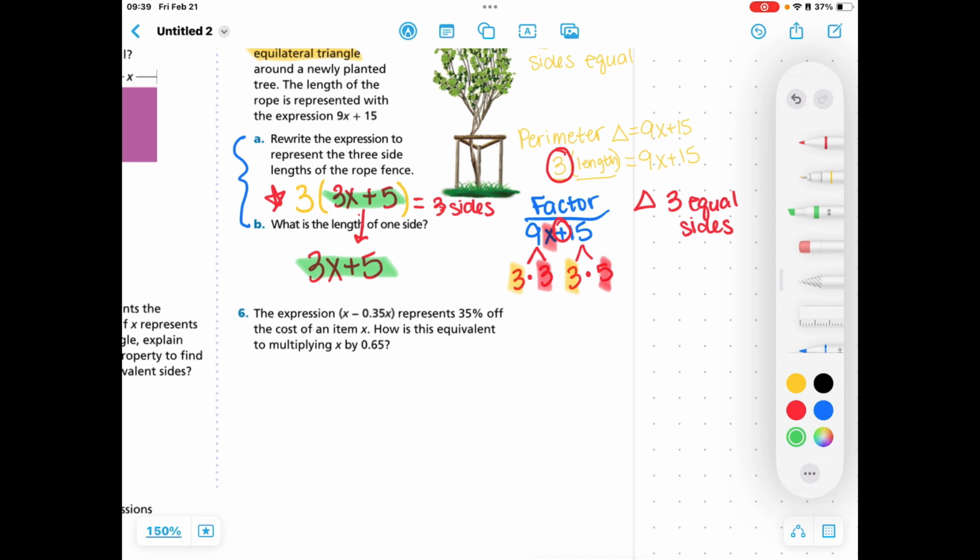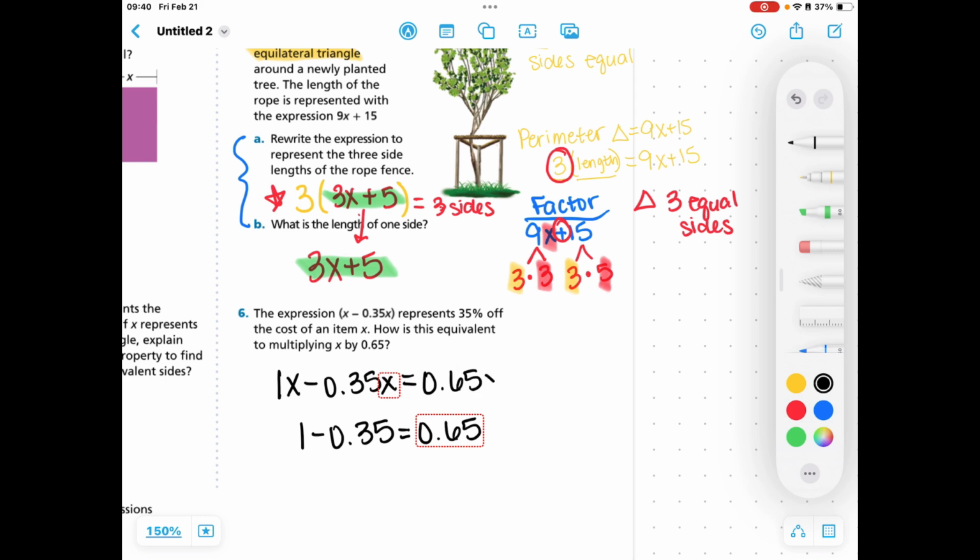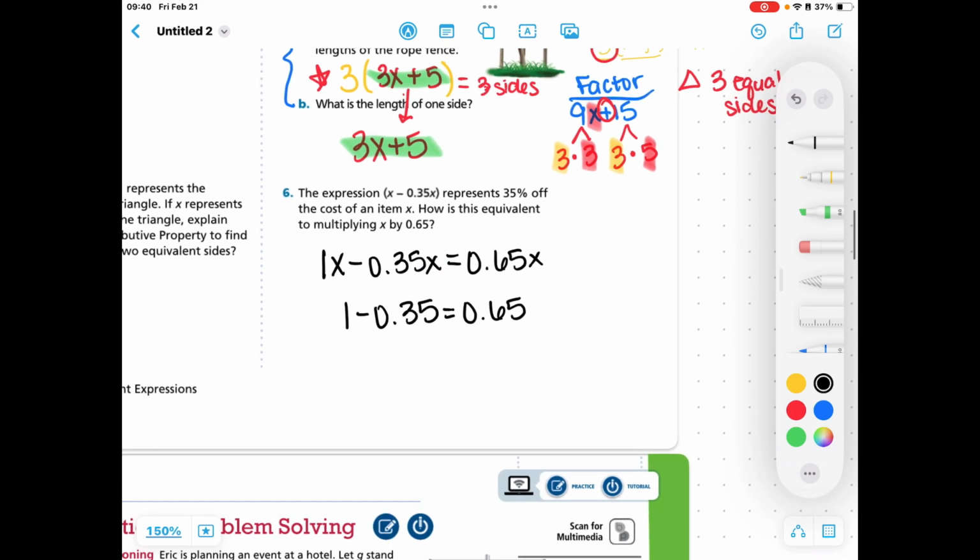Which brings us to number 6. The expression x minus 0.35x represents 35% off the cost of an item x. How is this equivalent to multiplying x by 0.65? We're going to solve this by simply solving x minus 0.35x. When you subtract 1 minus 0.35, that gives you 0.65. Therefore, when you subtract 1x minus 0.35x, that's going to be the same as 0.65x.